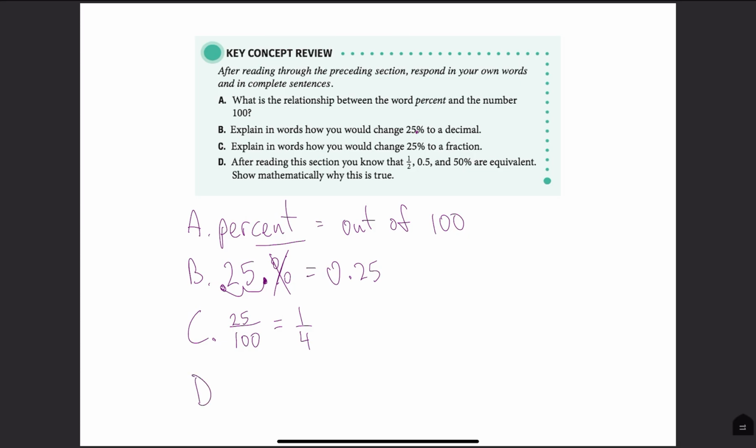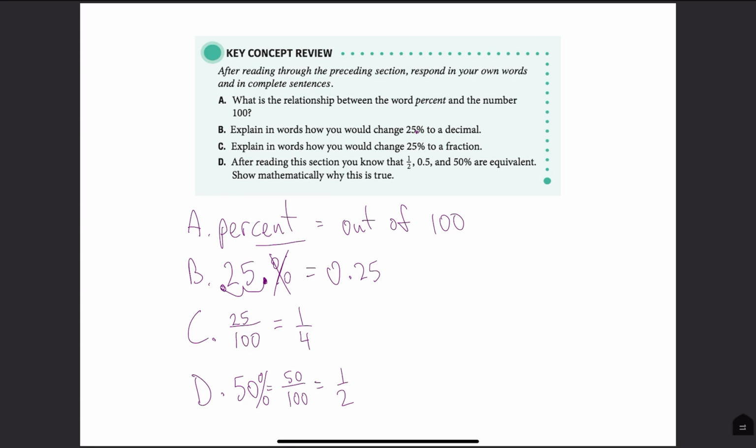D. After reading this section, you know that 1/2, 0.5, and 50% are equivalent. Show mathematically why this is true. Well, you've got a couple of options. You could say, well, 50% is 50 out of 100. And then if you reduce this, you do get 1/2.